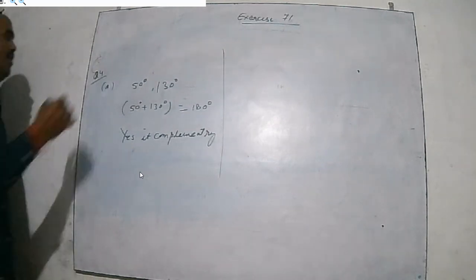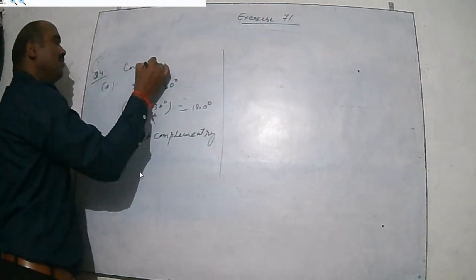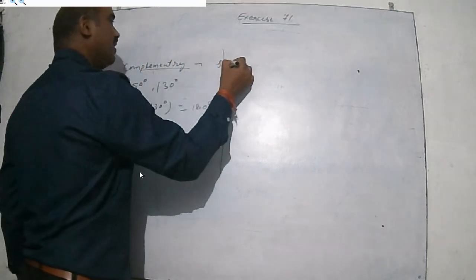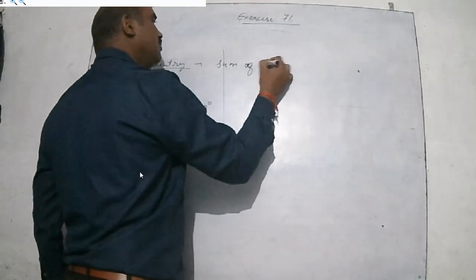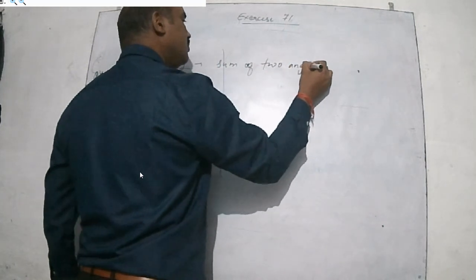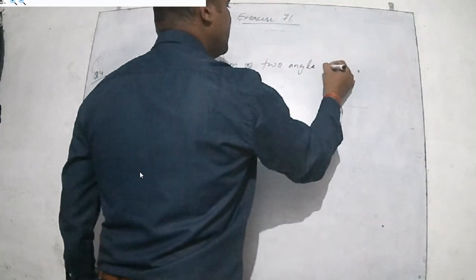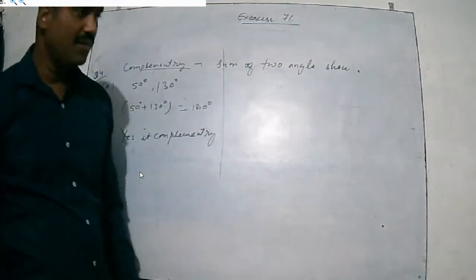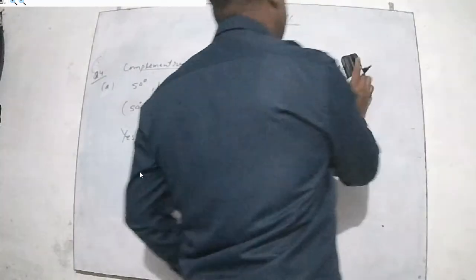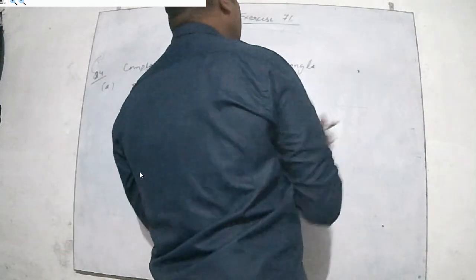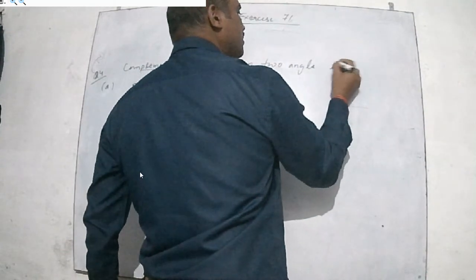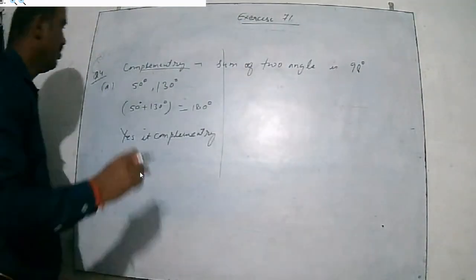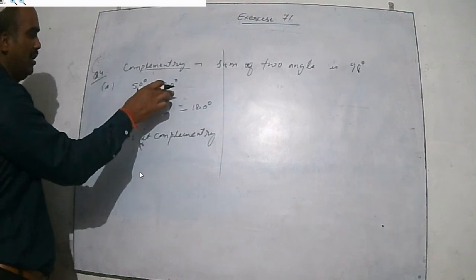Hope that you understand that. For complementary, the sum of two angles should be 90 degrees. Okay? So here you see two angles are given.